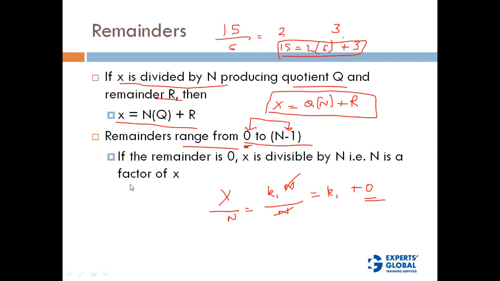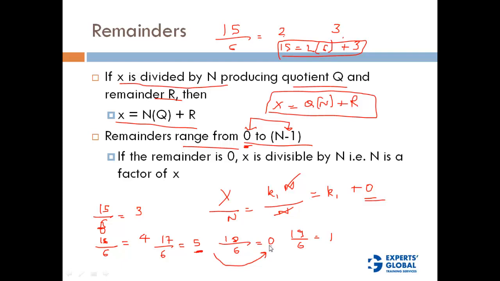For example, if you're talking about 15 by 3, we get a remainder of 0. Now 15 by 6 gives a remainder of 3. 16 by 6 gives a remainder of 4. 17 by 6 gives a remainder of 5. 18 by 6 gives a remainder of 0. 19 by 6 gives a remainder of 1 again. So you will see that after 5, that means after n minus 1, the next remainder comes out to be 0, because the quotient was 2, 2, 2, and suddenly the quotient becomes 3 and the remainder becomes 0. So you cannot have a remainder greater than n minus 1.